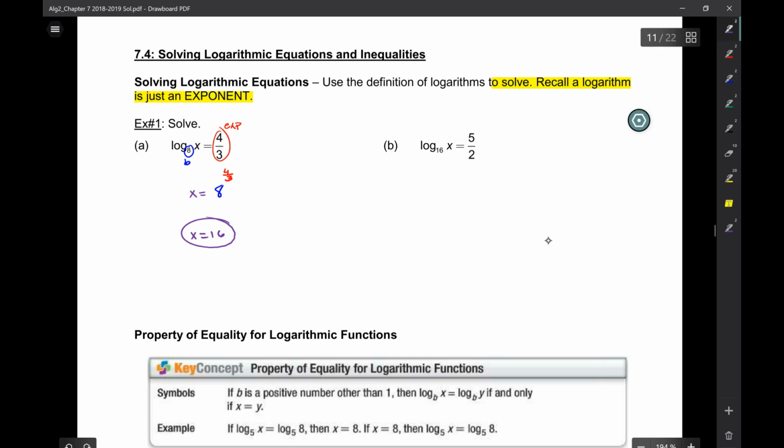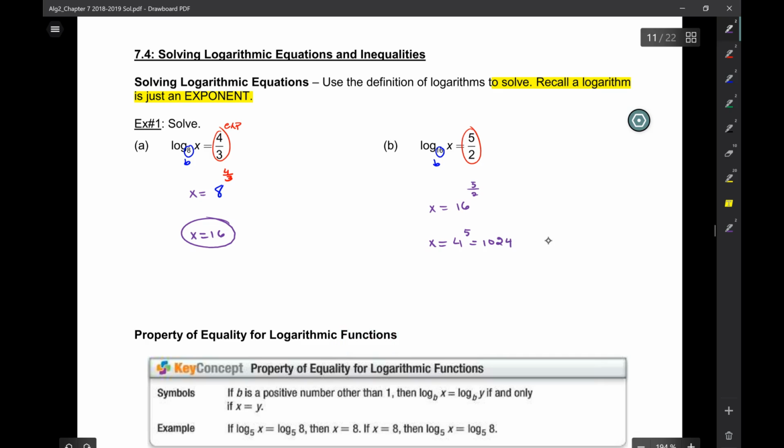So look at this one. I have a logarithm with a base of 16. Every base needs an exponent. What's the exponent here? 5/2. So x is 16 to the 5/2, right? And what is that? 4 to the power of 5. It's how much? 1024.